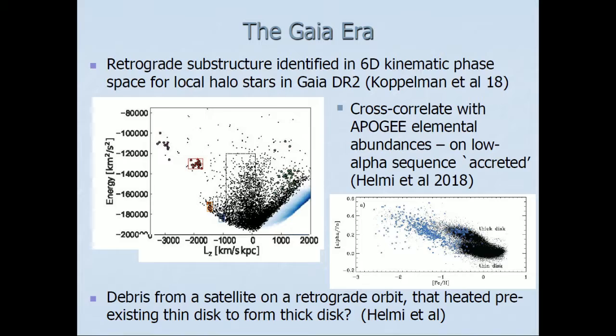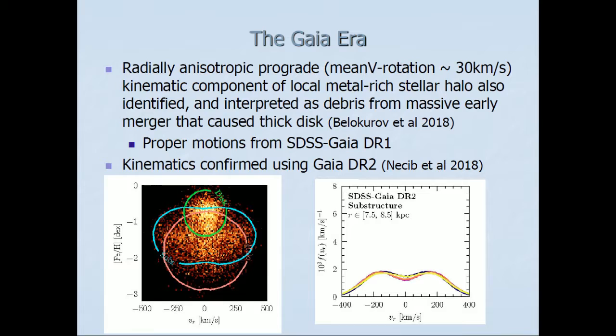A different claim, using proper motions from the cross-correlation of Sloan and Gaia DR1, said, well, actually, we find different structure, or maybe it's the same. We're still trying; this is one of the puzzles. Is this the same structure? Is it different structure? What are we seeing? A very radially anisotropic prograde component in the halo that they called the sausage. If you've heard of the Gaia sausage, this is it.